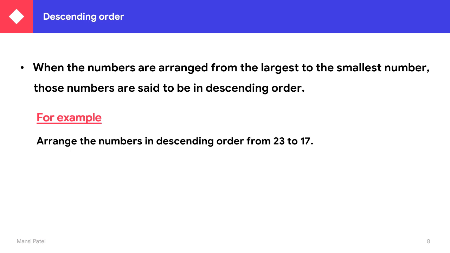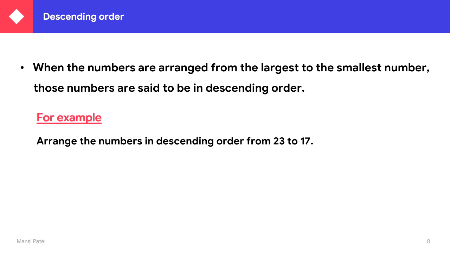Arrange the numbers in descending order from 23 to 17. So in descending order, in decreasing order, you have to move backward. You have to do backward counting like this. 23 to 17. Before 23, 22, before 22, 21, before 21, 20, before 20, 19, before 19, 18, before 18, it's 17.